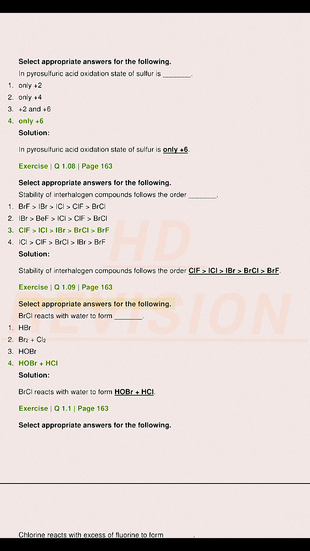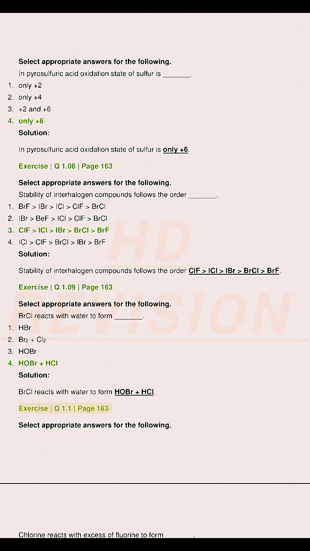Exercise Q1.09, page 163. Select appropriate answers for the following. BrCl reacts with water to form underscore. 1. HBr. 2. Br2 plus Cl2. 3. HOBr. 4. HOBr plus HCl. Solution. BrCl reacts with water to form HOBr plus HCl.